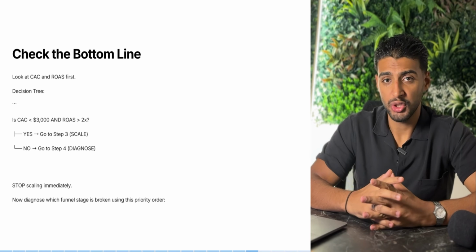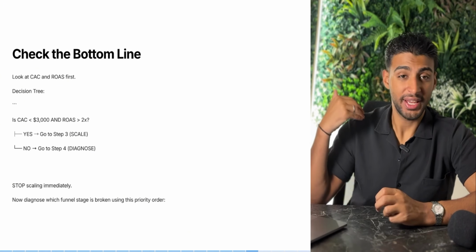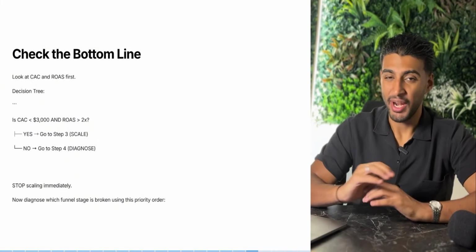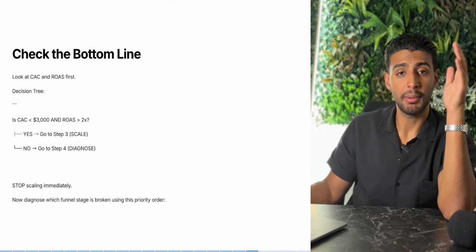Once you're looking at this Google Sheet, you always want to check the bottom line. You want to look at the CAC and the ROAS first. So if the CAC and the ROAS are green, you scale. That's it, as simply as that. However, if one of them is red, you stop and diagnose. And I'm going to show you exactly how.